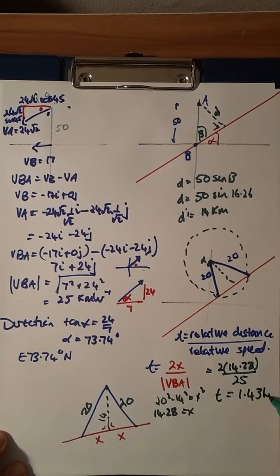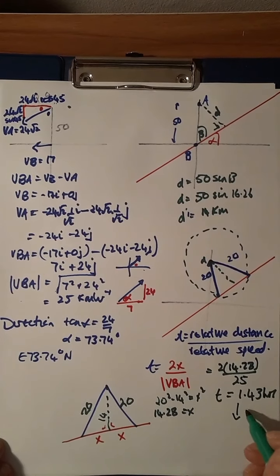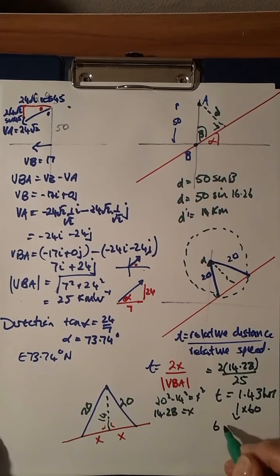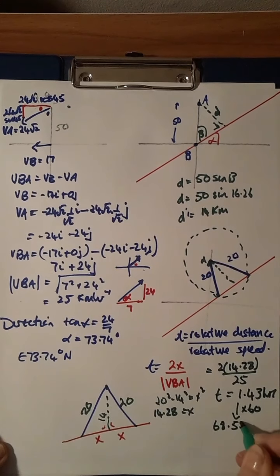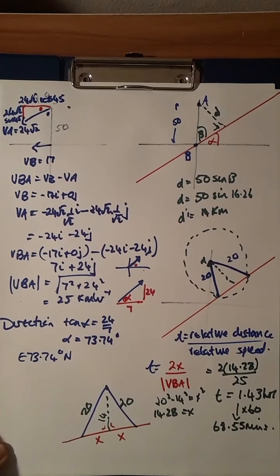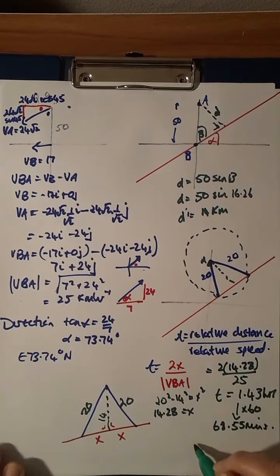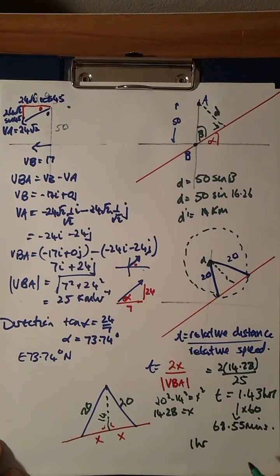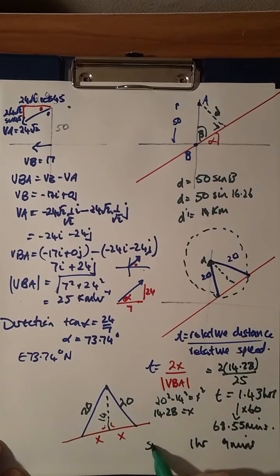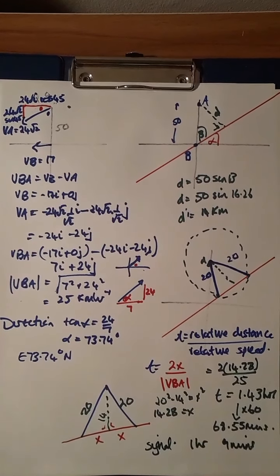And of course, that's hours. So they can exchange signals for 1.43 hours. If I were to turn that into minutes, just multiply it all by 60, and that will give me 68.55 minutes. So they can exchange signals for 1 hour and nearly 9 minutes. So signal exchange for that long before they're out of reach.